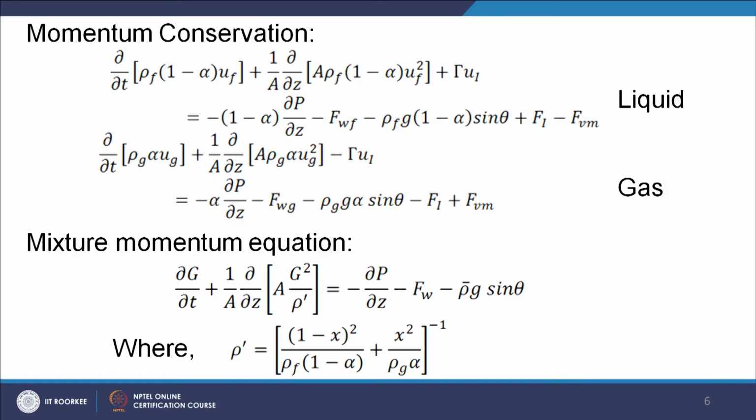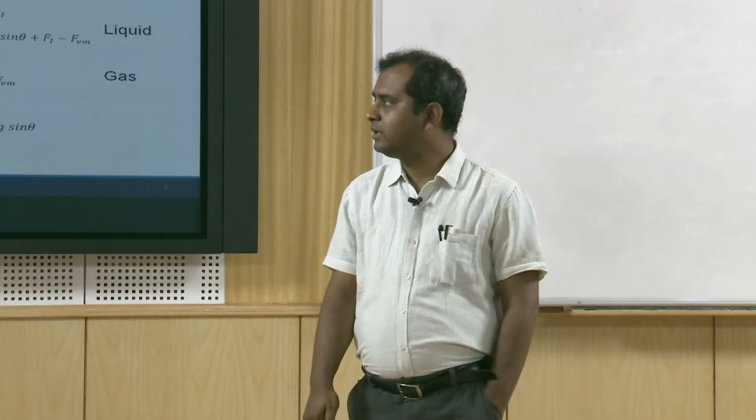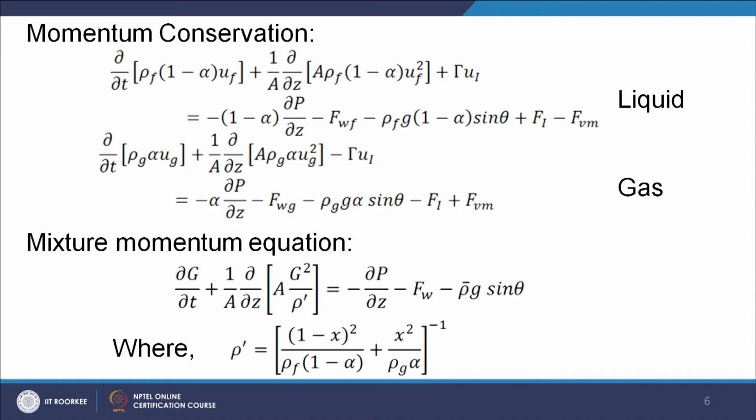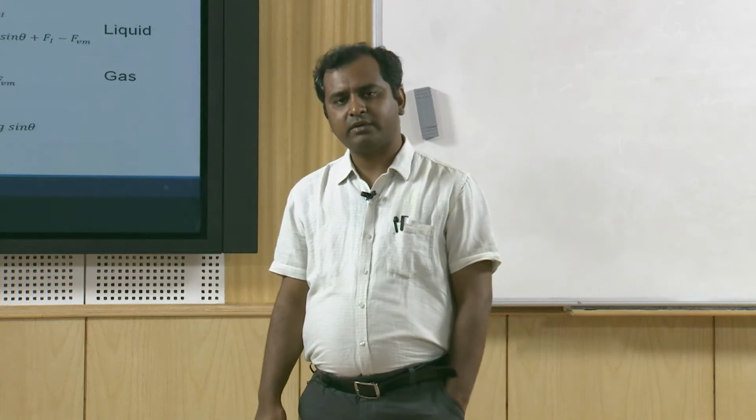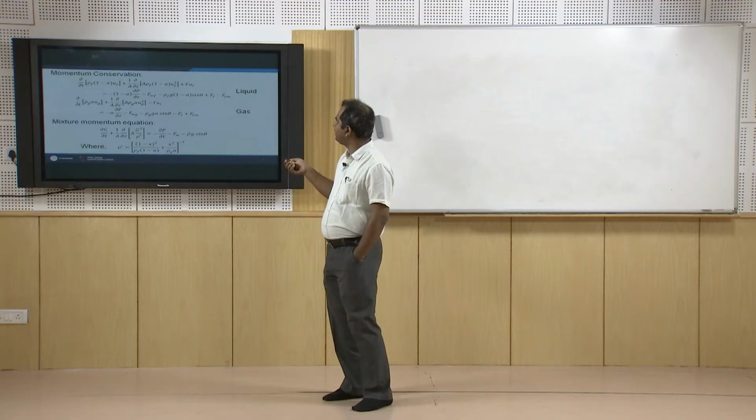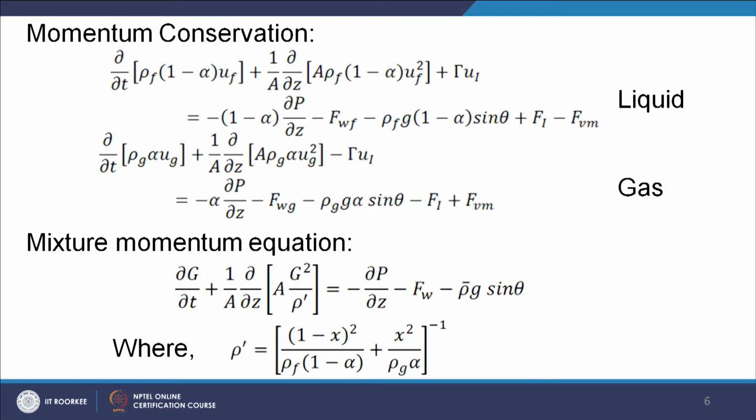Similarly, we can write down the gas momentum equation: del del t of rho g alpha into ug. This first term is actually your unsteady term, and then we are having 1 by A del del z of A rho g alpha into ug square. So, this is the gaseous inertia. We are having minus of gamma into ui. You see here in liquid we have given plus of gamma into ui, here it will be minus of gamma into ui. So, due to mass transfer, whatever velocity we obtain, that is ui. So, this is coming as positive in the liquid term and coming as negative in the gaseous term, right.